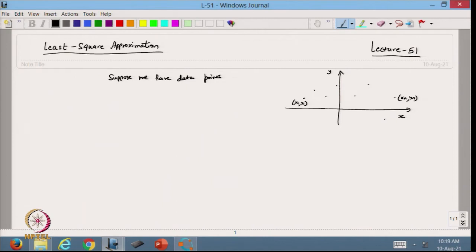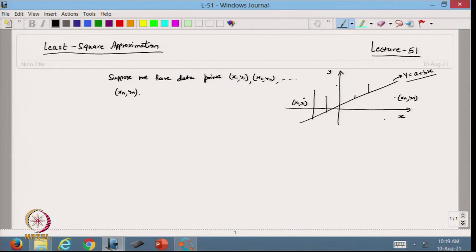Then we saw that if we want to fit a line, we need a line that is closest to all these points, and we found the error and minimized it. This is the line we have fit, that is y equals a plus b x, through the points x1, y1, x2, y2, and in the end xn, yn.